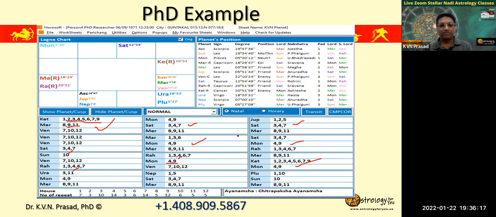What is the second rule? First is 2, 4, 5, and then the ninth house, the ninth lord. So what did we say? The planet sitting in the ninth house or the ninth lord should have the full combination. Ketu has the full combination. And Moon also has, but not full combination. Okay, our rule number 2 has been met.